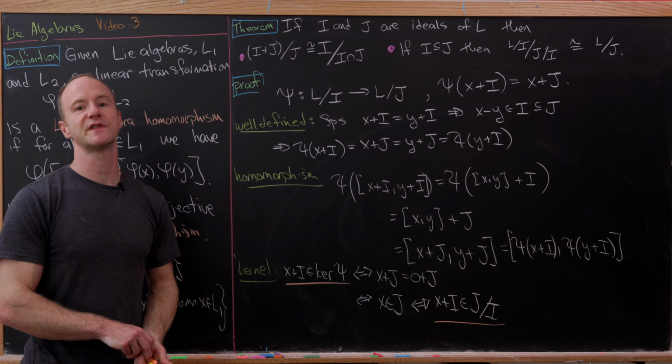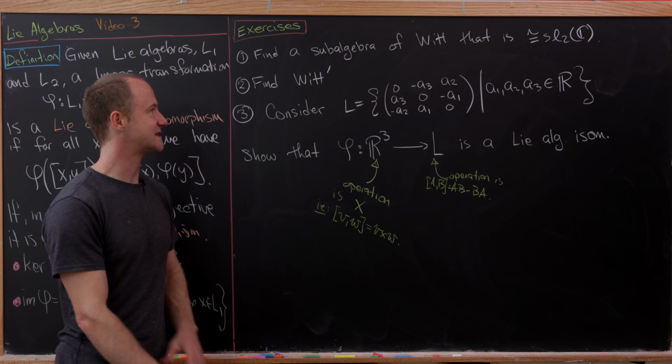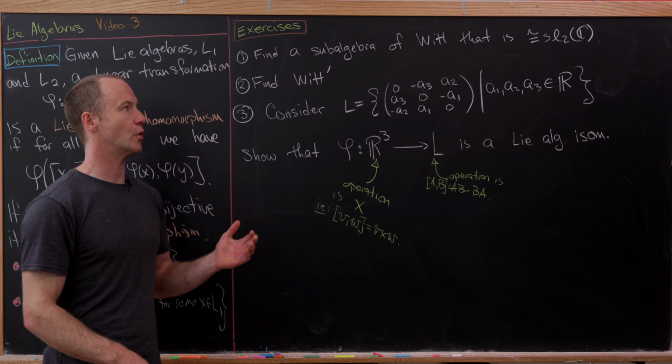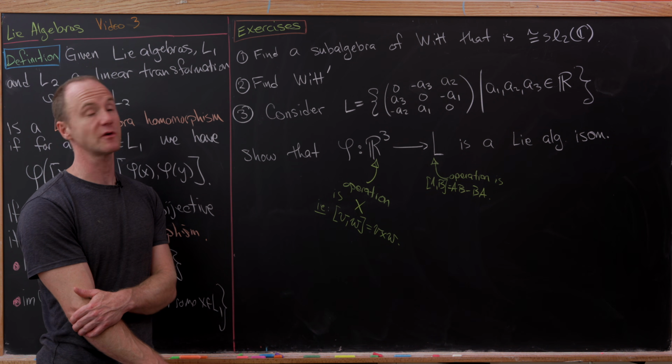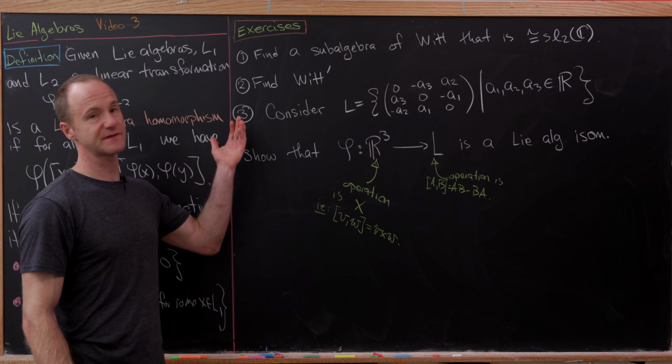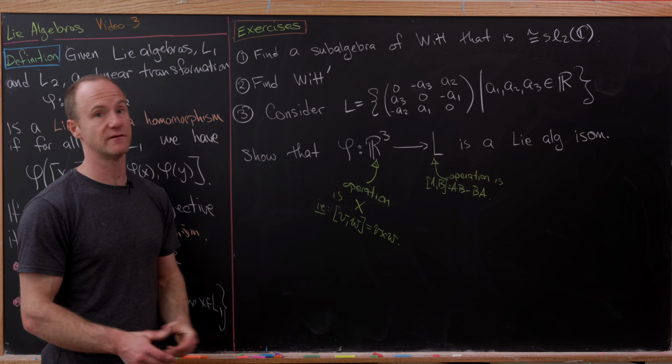Okay, so now I'll leave you with some exercises. Here are three nice exercises. The first is to find a subalgebra of the Witt algebra that is isomorphic to SL2C. Next up, let's find the commutator subalgebra of the Witt algebra.